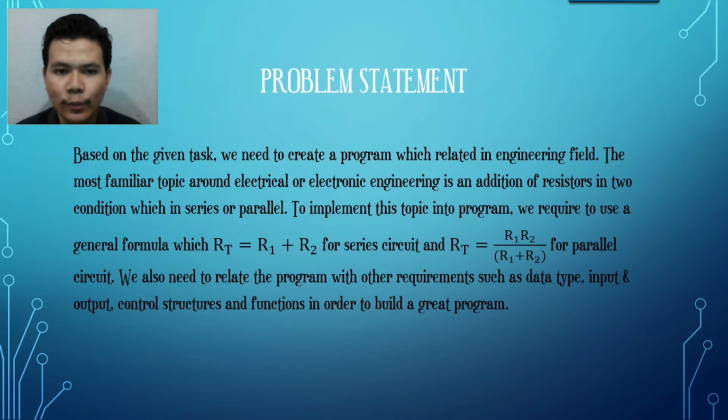Based on the given task, we need to create a program which is related to the engineering field. The most familiar topic around electrical or electronic engineering is the addition of resistors in two conditions, which are in series or parallel. To implement this topic into a program, we require a general formula, which is RT equals R1 plus R2 for a series circuit, and RT equals R1 times R2 divided by R1 plus R2 for a parallel circuit.